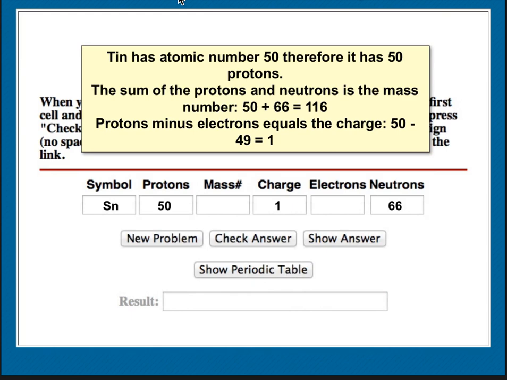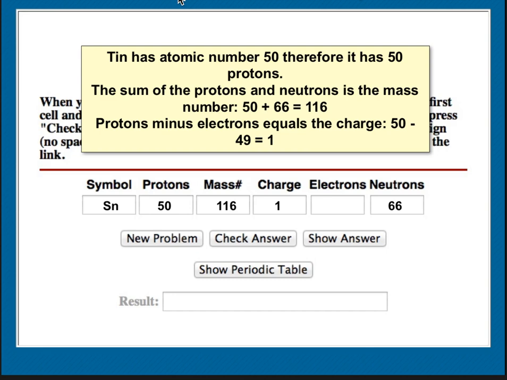We're given that we have 66 neutrons. So what's our mass number? 50 plus 66 is 116. Now our charge is +1. When you enter things like charges here, you can enter -1, -2, whatever, that's good. Don't use the plus sign though. They won't be able to figure that out. So just 1, 2, 3, whatever, okay? Our charge is +1.